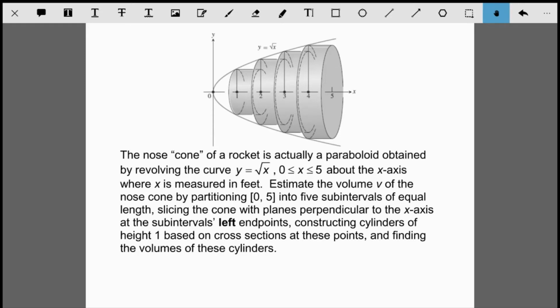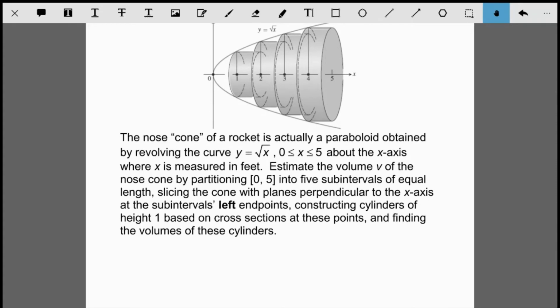But what we're going to do here is approximate the volume of this by taking slices vertically. When we take slices vertically, if we cut it and look at the base of what we had cut, we would see a circle. So we're going to approximate this paraboloid by using cylinders. You can see they've drawn in the cylinders here. We're going to approximate this with 5 subintervals using left endpoints.